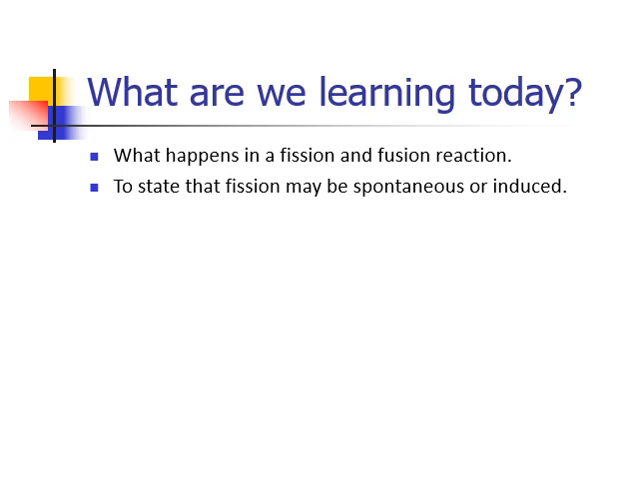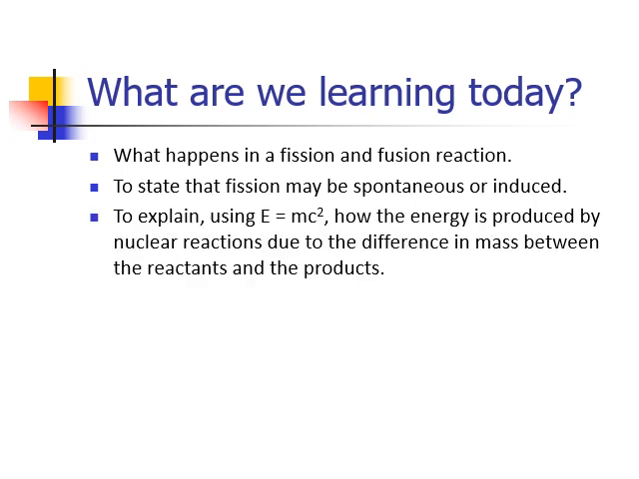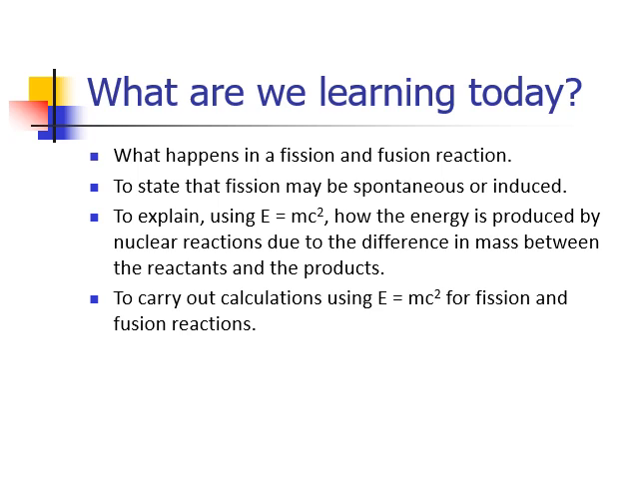To be able to state which reactions for fission are spontaneous or induced. To explain using probably the most famous physics equation, E equals mc squared, how the energy is produced by nuclear reactions due to the difference in mass between the reactants and the products, the energy mass equivalence. And to be able to carry out calculations using E equals mc squared for both fission and fusion reactions.